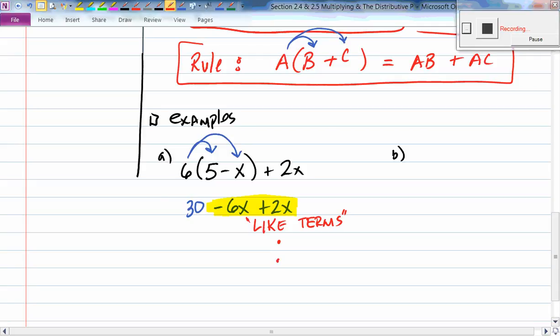Yes, sir. Variables have to be the same variables. Very good. Same variables. I like that. And there's one other thing that has to happen in order to be like terms. What is it? Same what? Anybody know? What's the exponent on this variable? A 1. What's the exponent on this variable? 1. They have to have the same what? Exponent, yeah.